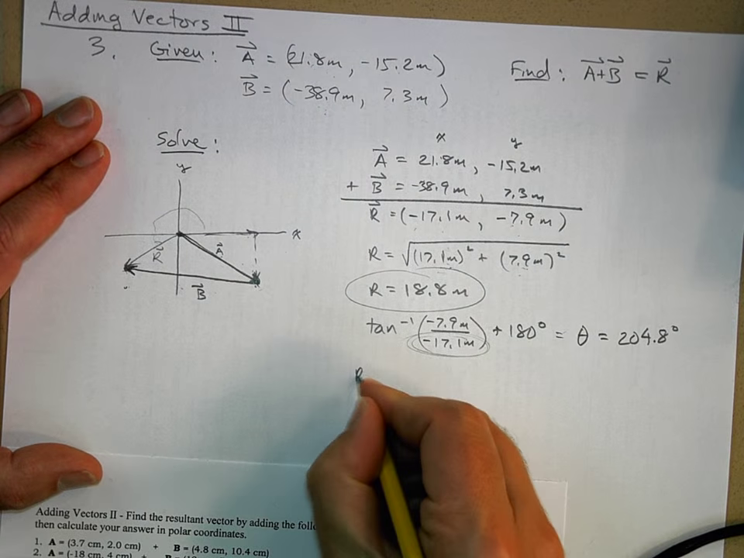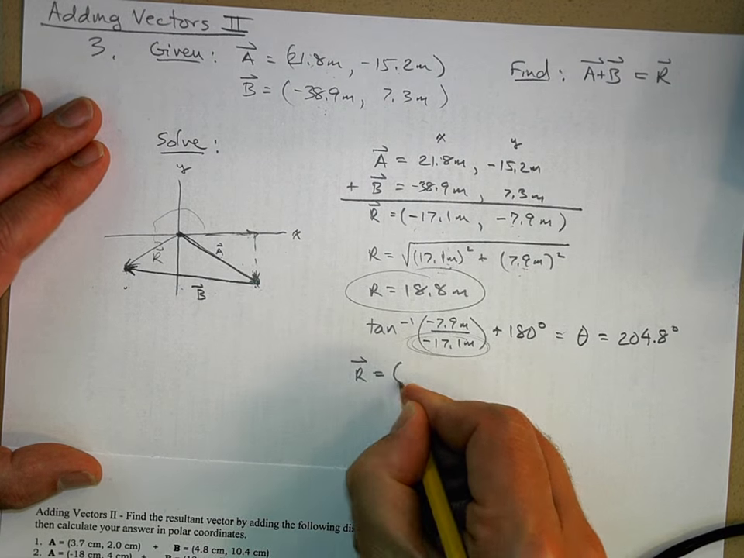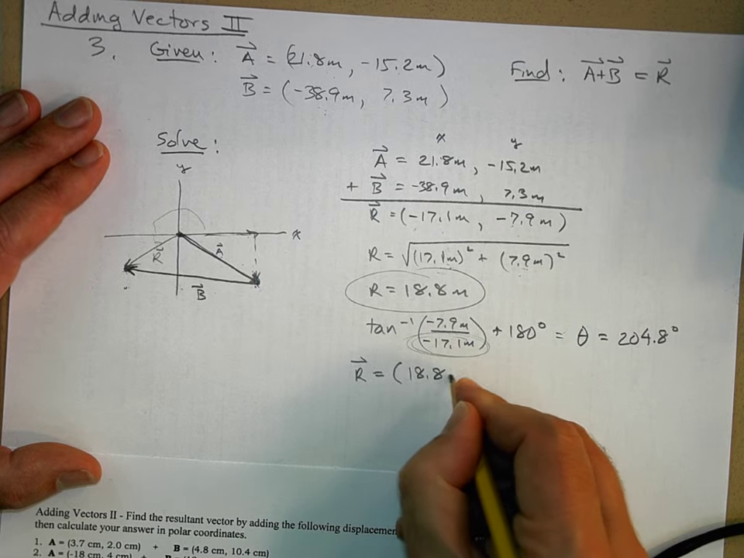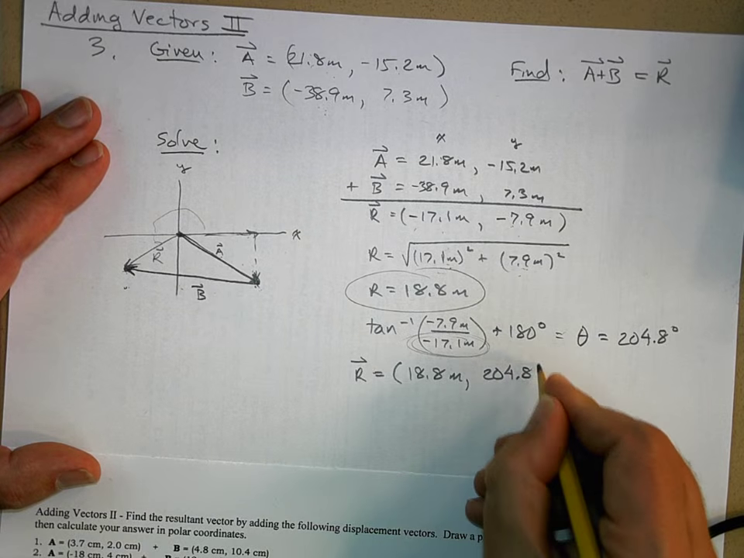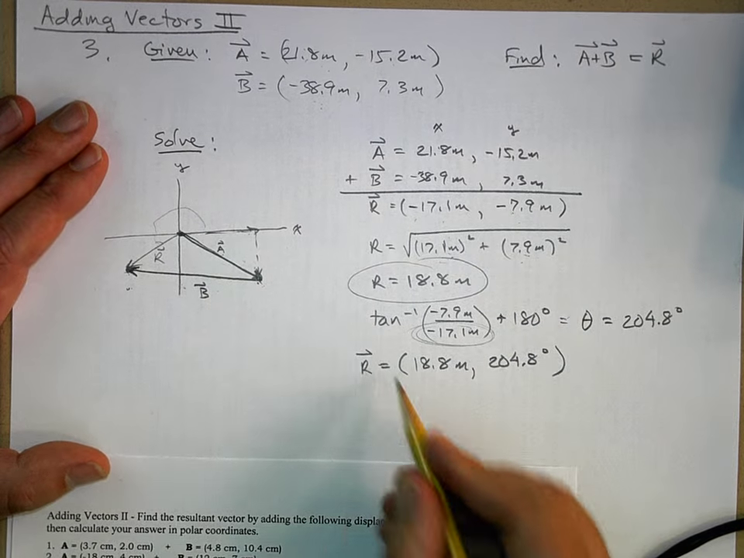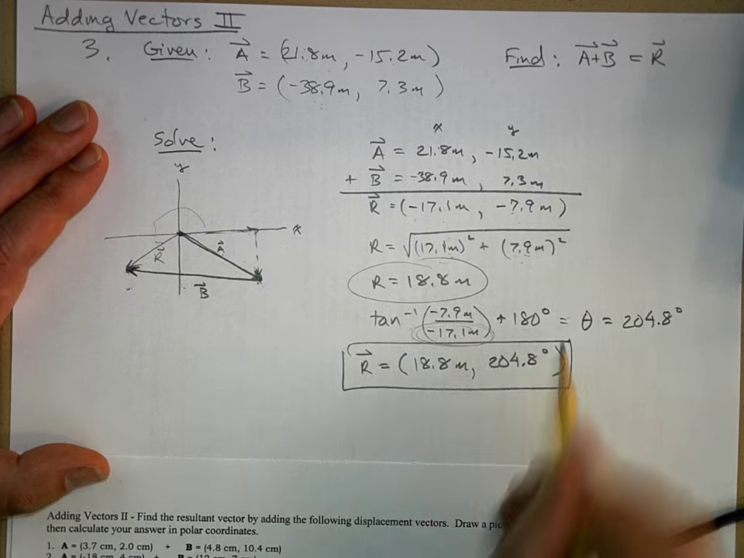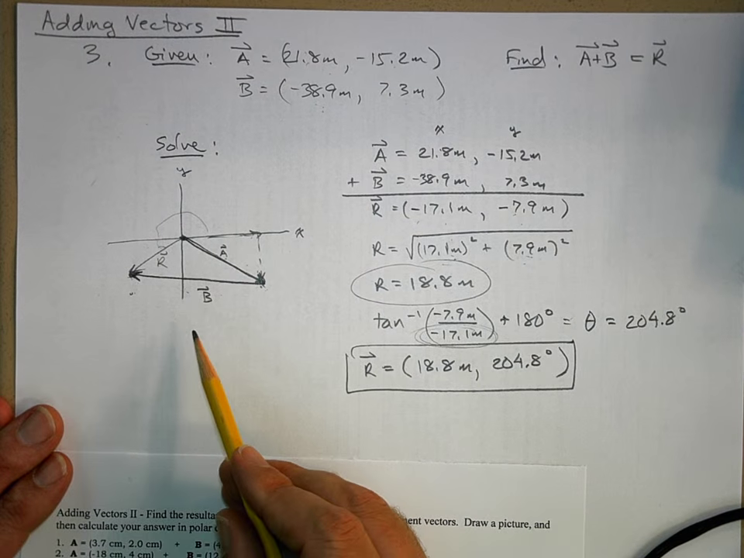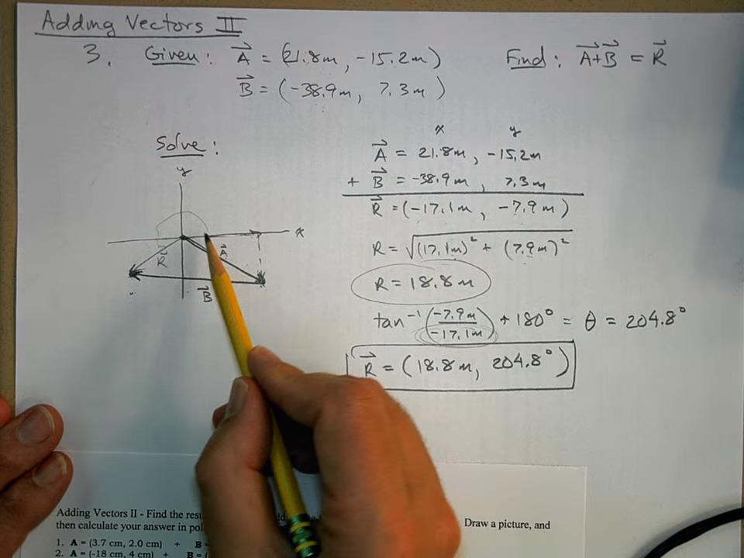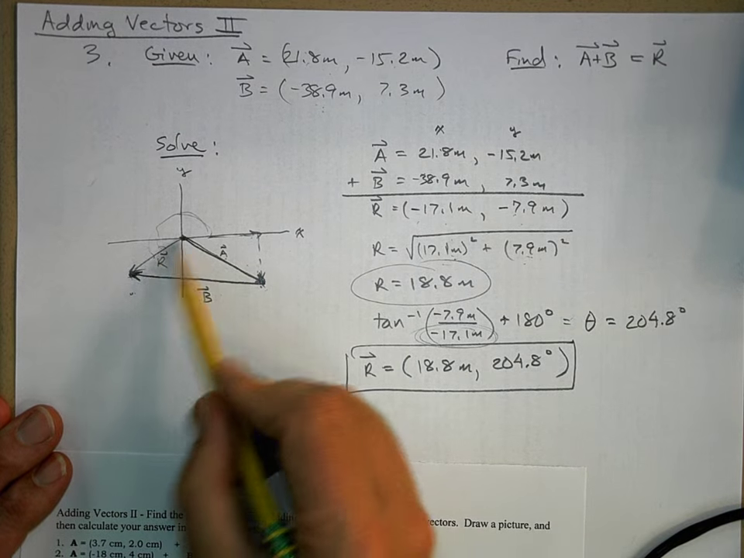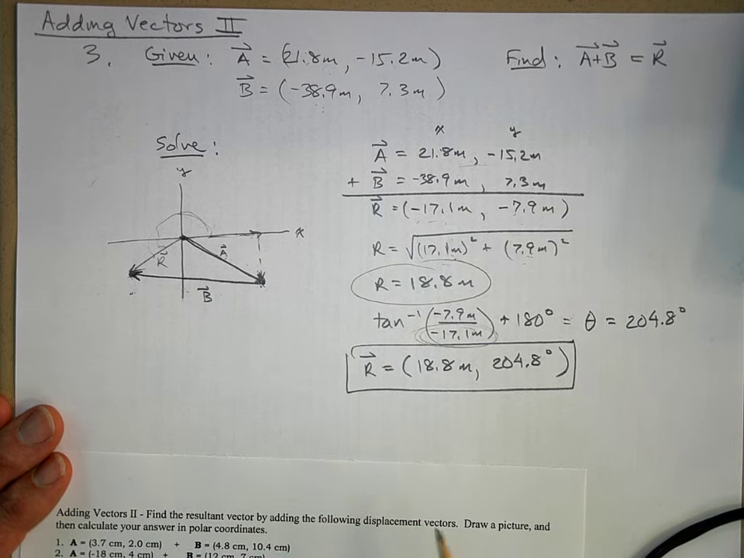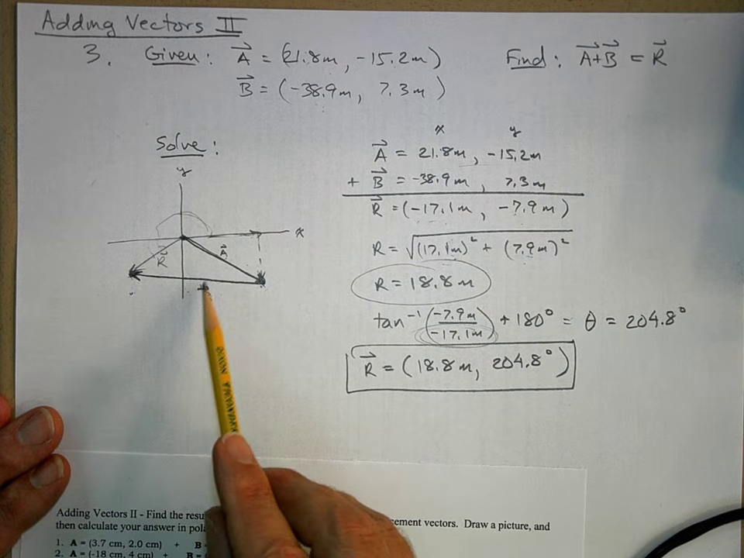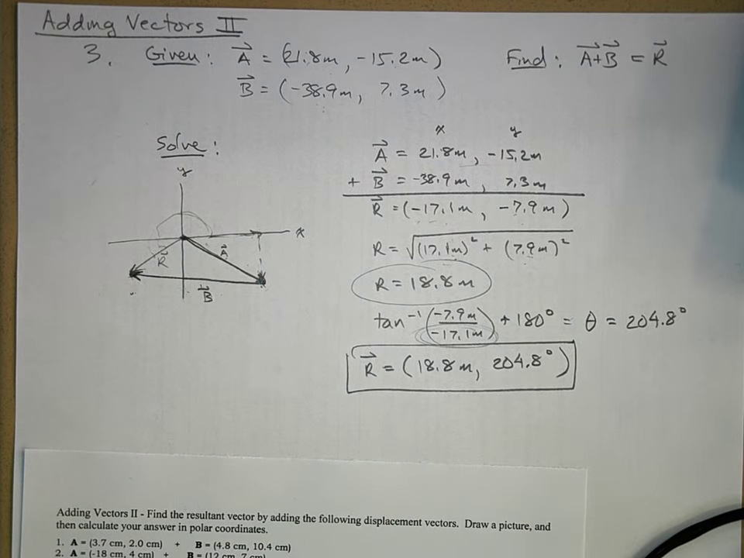Well, let's just write out vector r now. Vector r in polar coordinates is equal to 18.8 meters at an angle of 204 or 205 degrees. I should probably round it to 205. So there's my answer. Now, does my answer match my sketch? Well, the angle looks good, and the magnitude, 18.8, it's not very big, certainly compared to these guys. So yeah, it looks right. So I didn't make some kind of crazy mistake on my calculator.